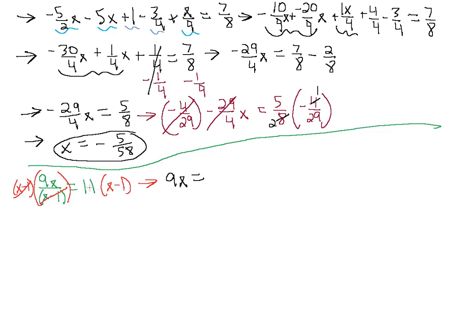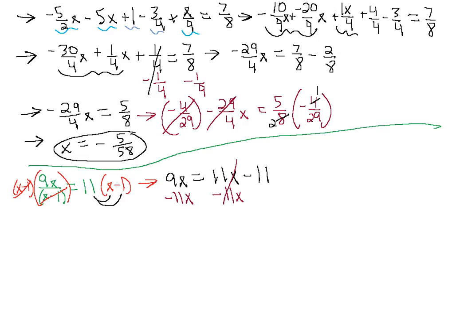Okay. Over here we have 11 times x minus 1. We can go ahead and distribute this 11 into the expression. So we have an 11x. 11 times a minus 1 is a minus 11. Let's go ahead and move the 11x over to the left. So we're going to subtract 11x from both sides.